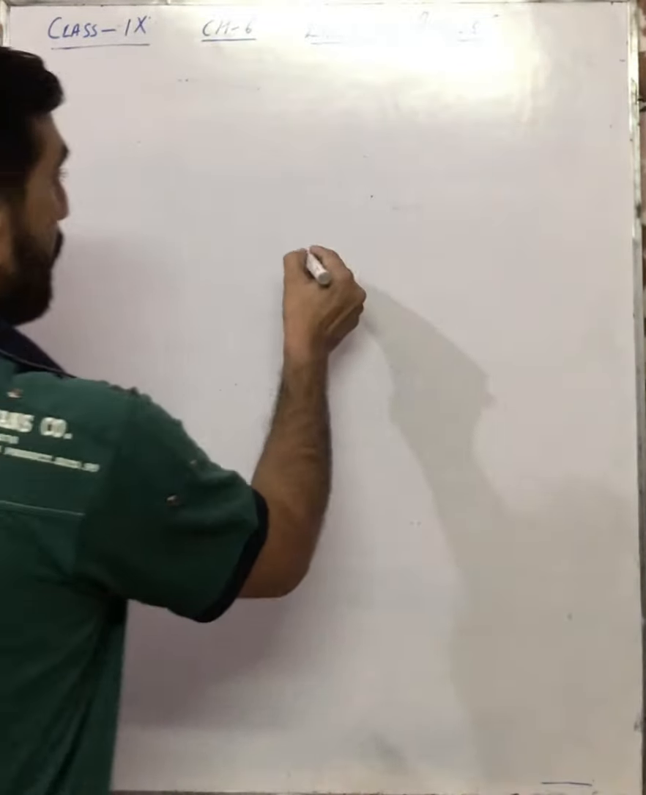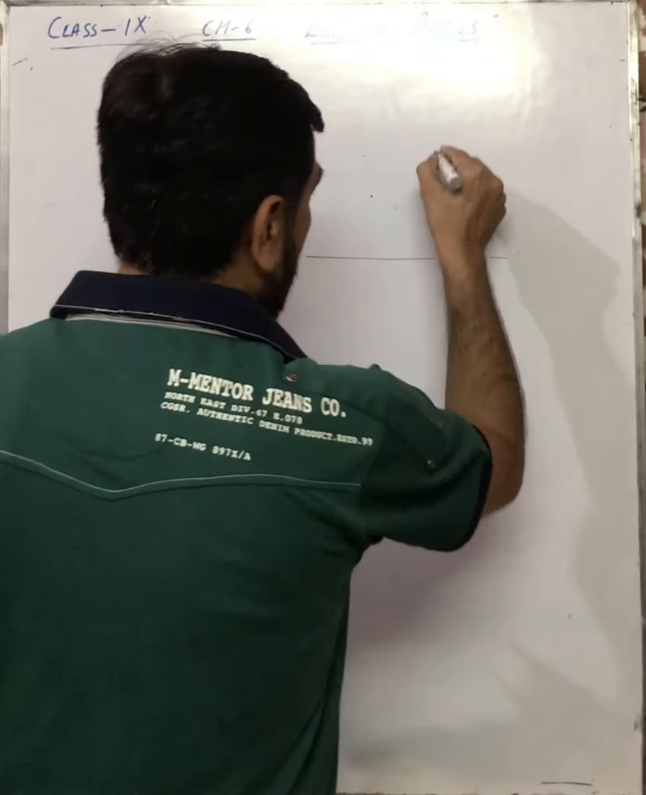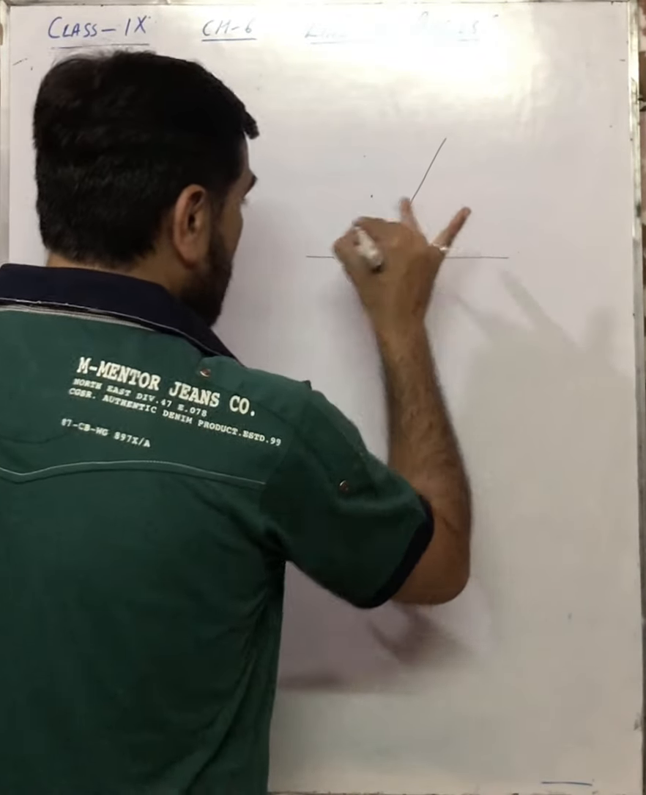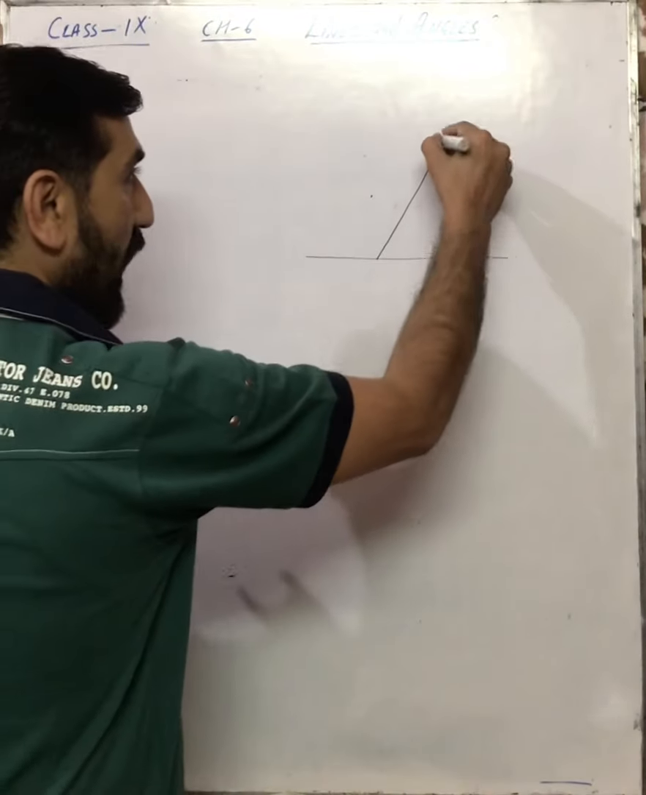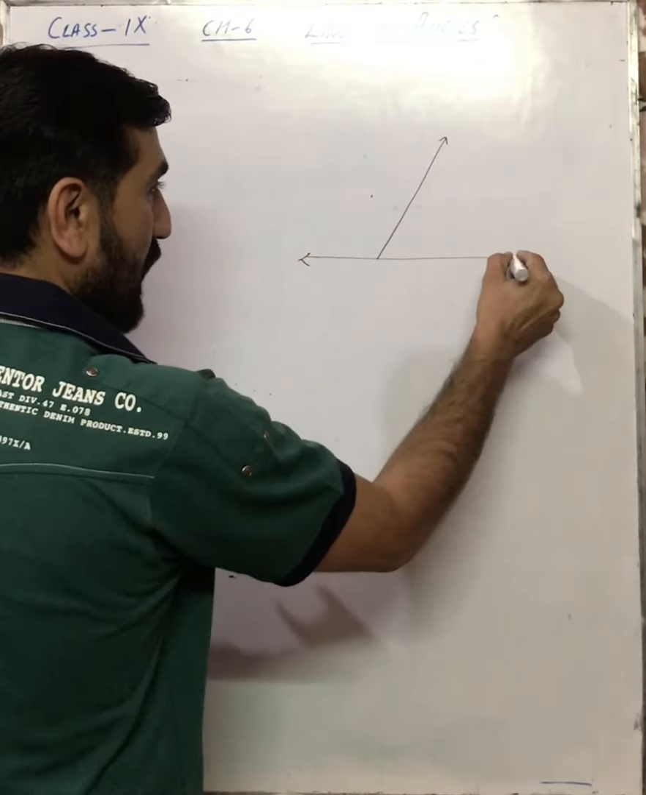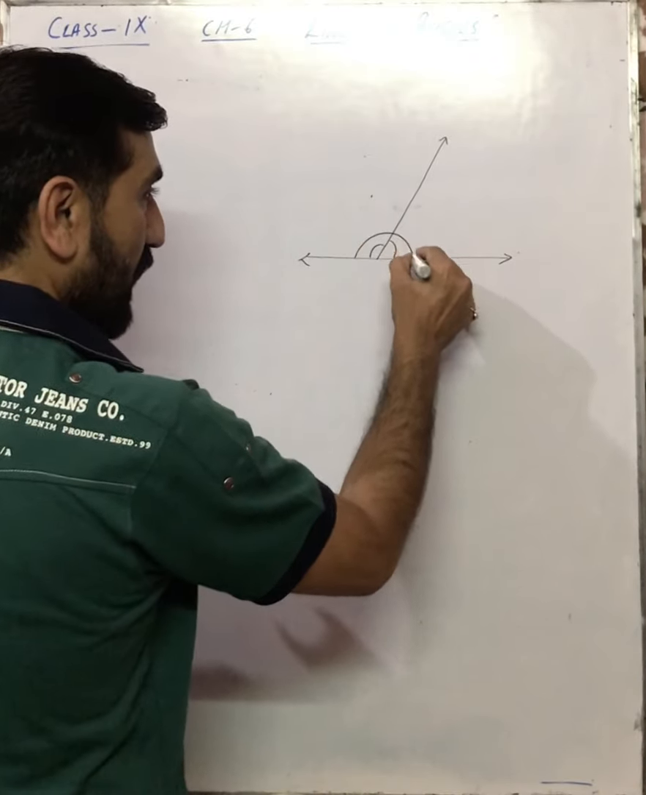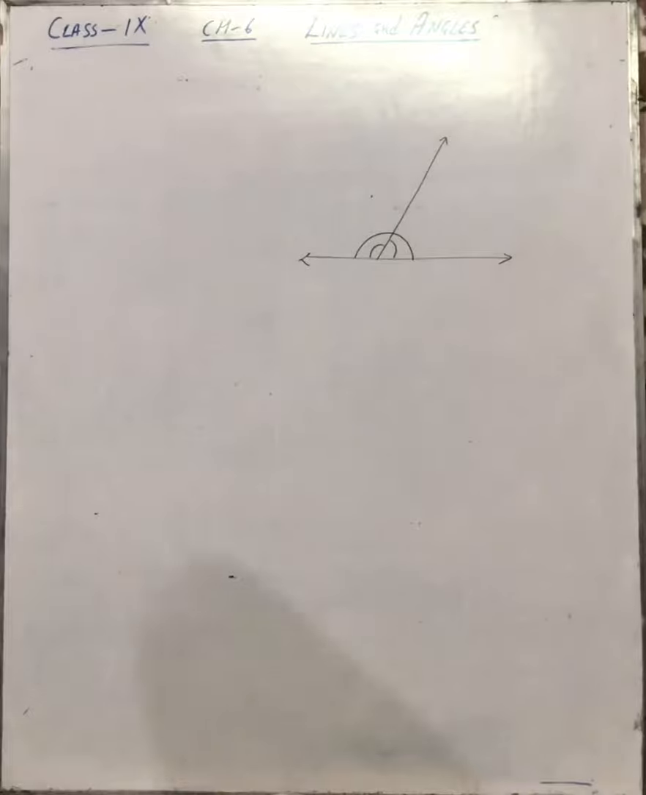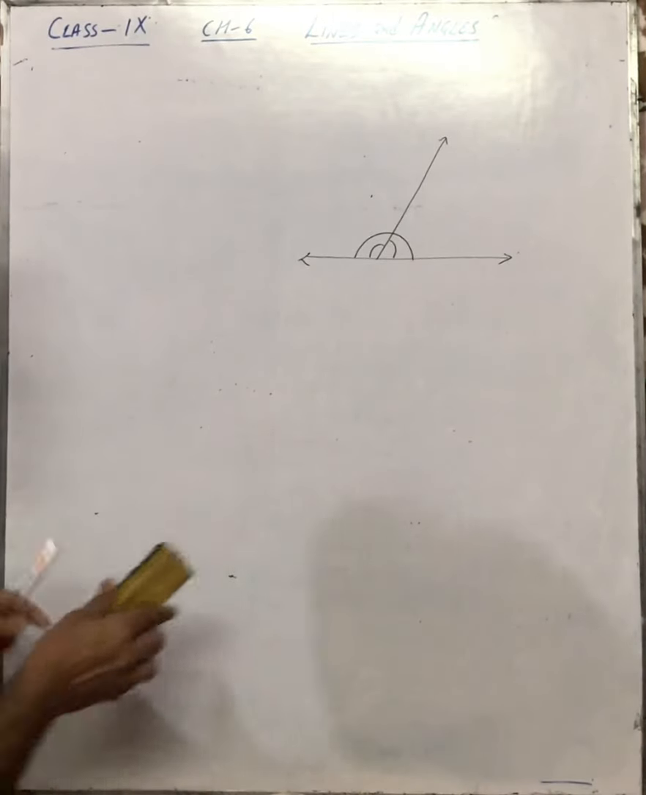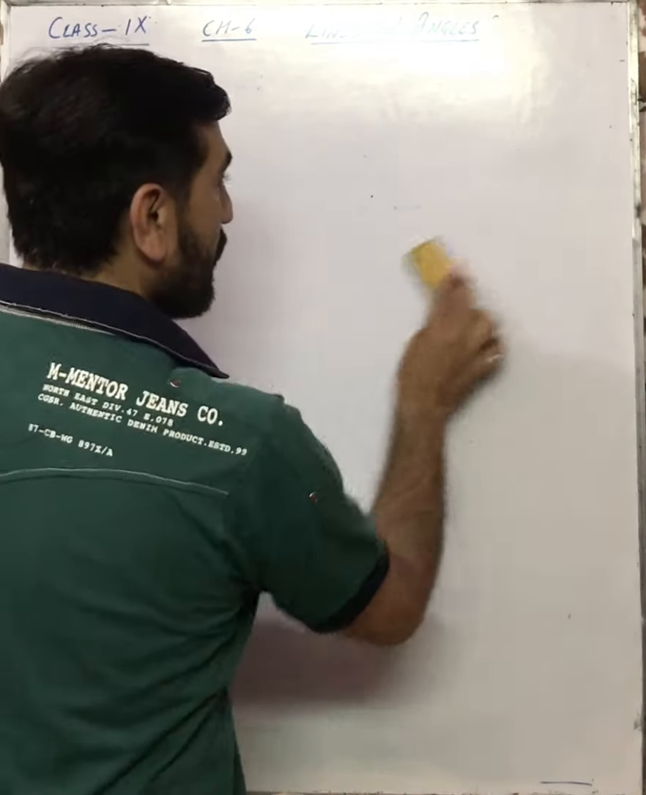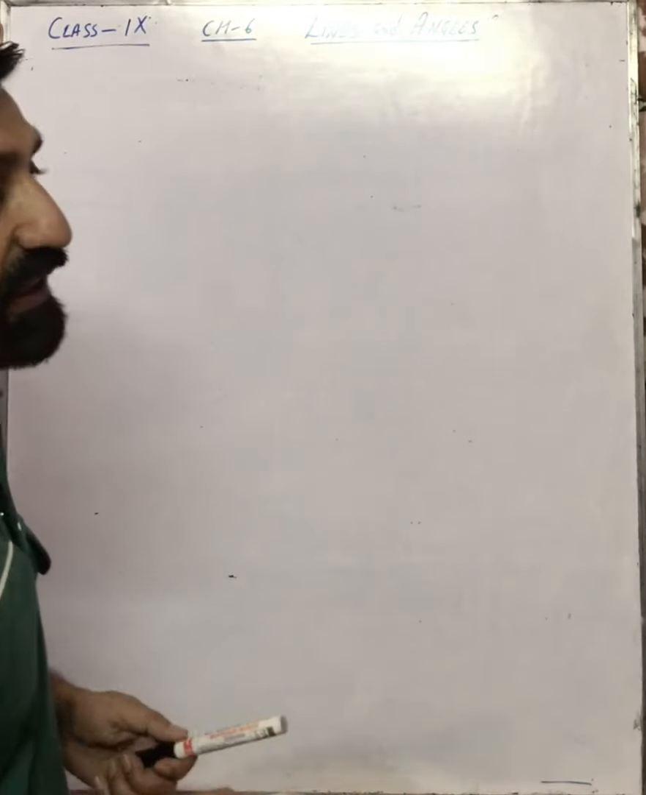You also heard about the linear pair of angles. What does a linear pair mean? Linear pair means the sum of two consecutive angles. Consecutive angles means angles whose one arm is common. If the sum of two consecutive angles is 180 degrees, then they are said to form a linear pair. Then you must have studied complementary angles, two angles whose sum is 90 degrees, and supplementary angles, two angles whose sum is 180 degrees.